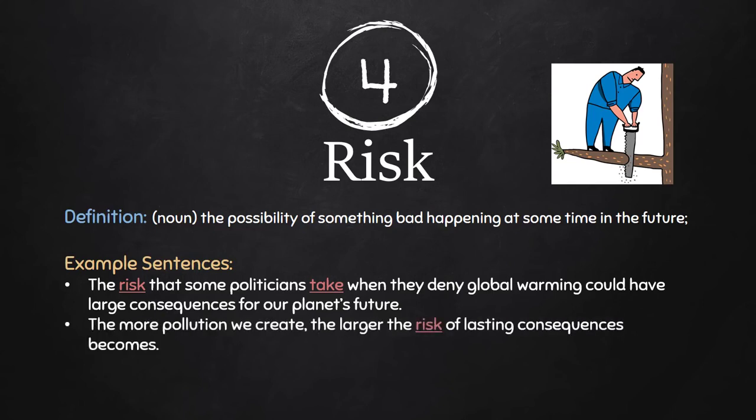Next example sentence. The more pollution we create, the larger the risk of lasting consequences becomes. This is an interesting sentence structure, but focusing on the vocabulary, we use consequences again, so consequences and risk seem to come together very often, especially when we're talking about global warming. And finally, not all chemicals pose a risk to human health, but some do.